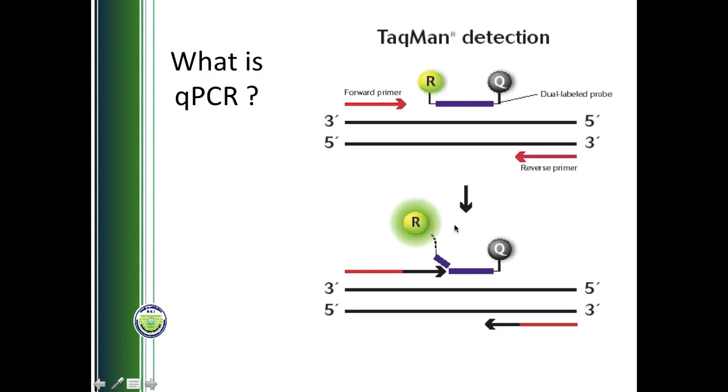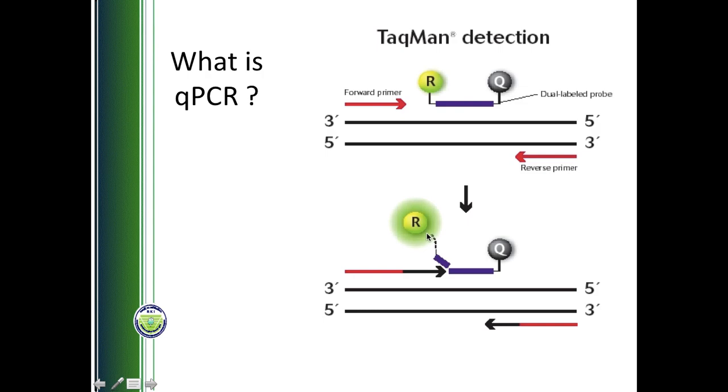Now as the enzyme Taq polymerase synthesizes new DNA from the primer, it will move ahead and come close to the probe, and then the enzyme will start nibbling away, eating away the probe one nucleotide at a time. This is because of the 5' to 3' exonuclease activity in the Taq polymerase enzyme. Once the probe is destroyed, the dye R is now free, away from the quencher, and the signal starts.